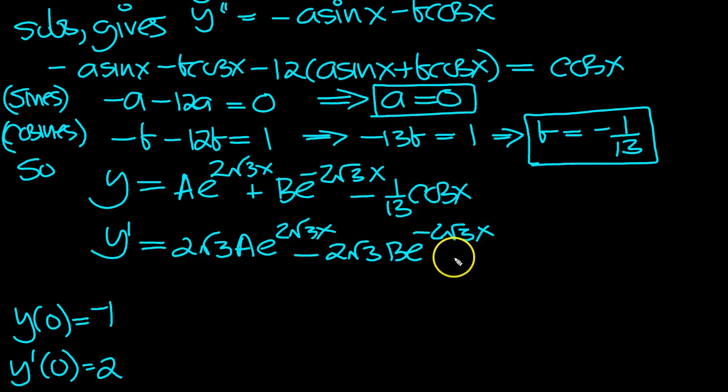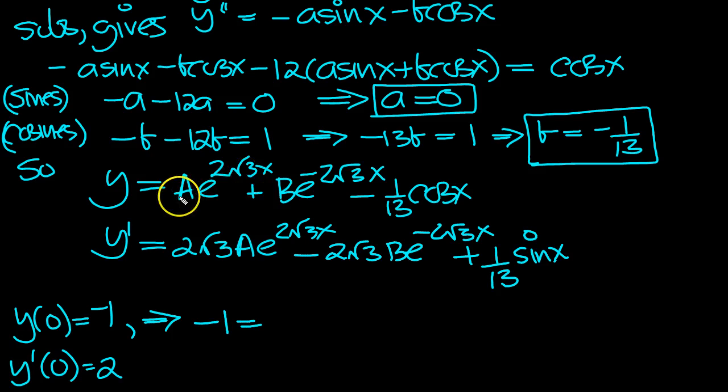And then the cos goes to minus sign, so that'll make that a plus 1 over 13 sine x. There we go. So that's y dashed. So this condition here then, what does that give? y naught equals 0, so when x is 0, y is minus 1. So minus 1 equals e to the 0 times a is 1.